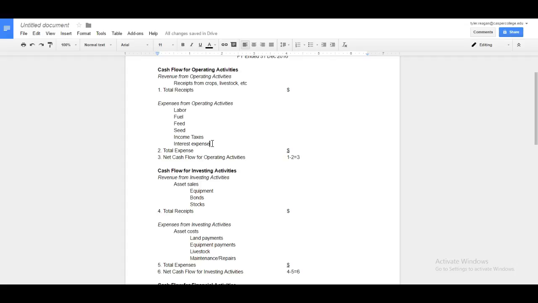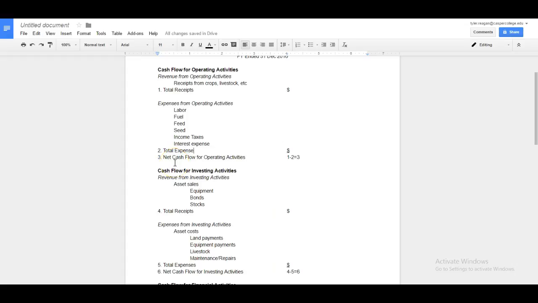This interest expense is the interest that you paid on these particular loans, because that is a cash expense. So then you add up everything here to come up with your total expenses from operating activities.